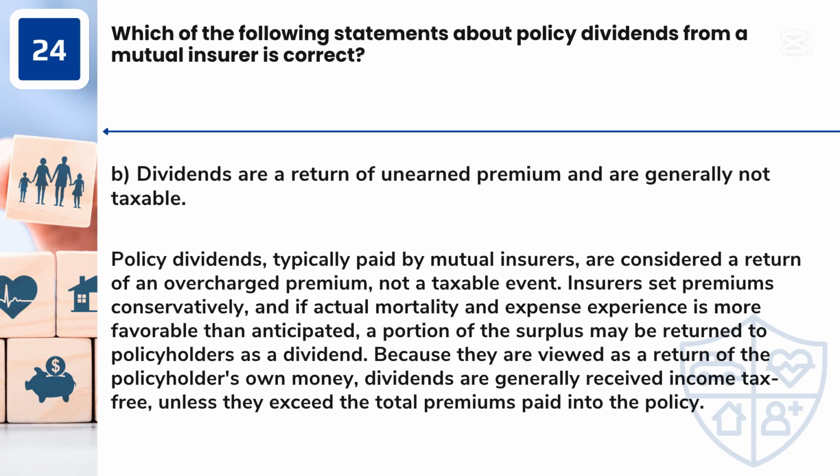Answer: B. Dividends are a return of unearned premium and are generally not taxable. Policy dividends, typically paid by mutual insurers, are considered a return of an overcharged premium, not a taxable event. Insurers set premiums conservatively, and if actual mortality and expense experience is more favorable than anticipated, a portion of the surplus may be returned to policyholders as a dividend. Because they are viewed as a return of the policyholder's own money, dividends are generally received income tax-free, unless they exceed the total premiums paid into the policy.